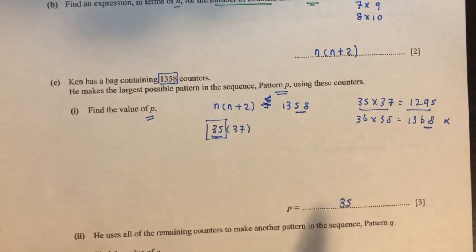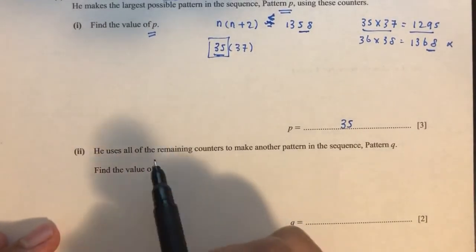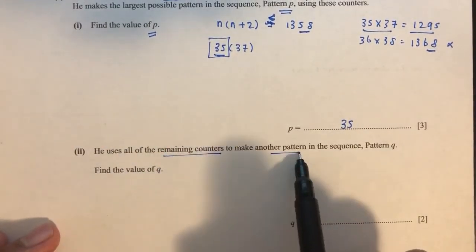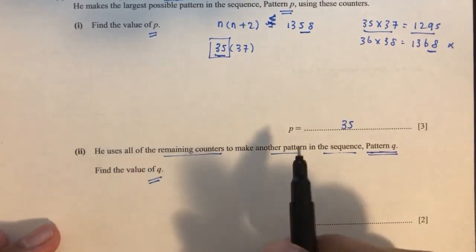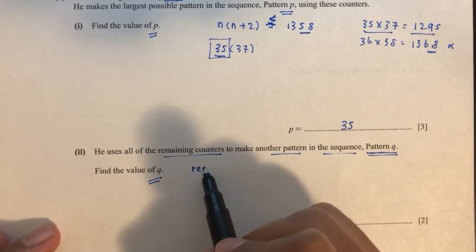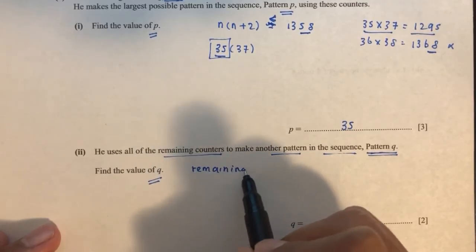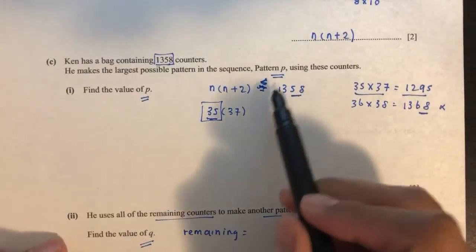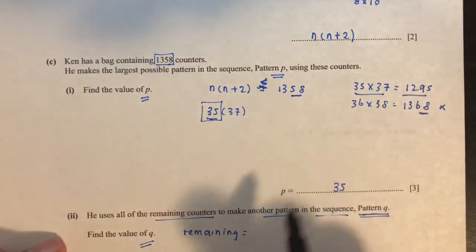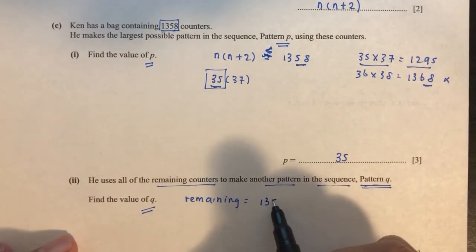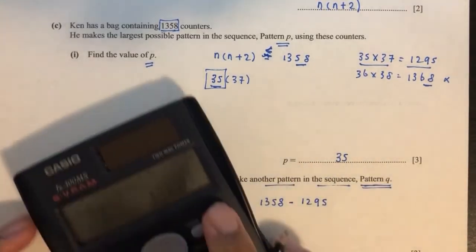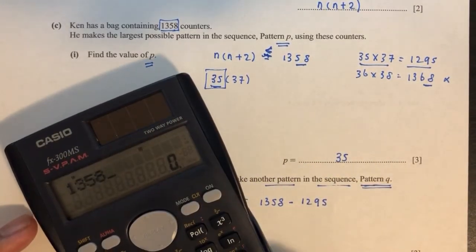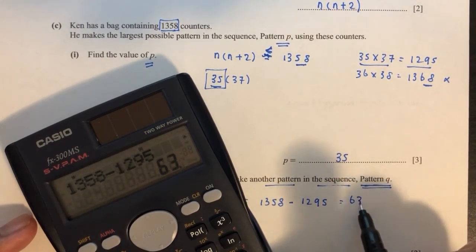So now part 2, he uses all of the remaining counters to make another pattern from the sequence, pattern Q. Find the value of Q. So let's find the remaining counters. We take this number minus this to find the remaining counters. So 1358 minus 1295, that will be 63.